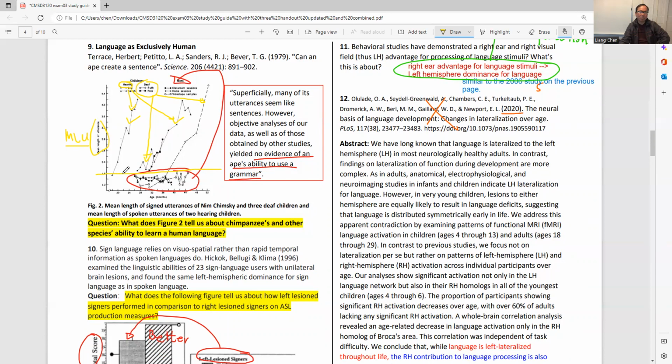But for Nim Chimpsky, the chimpanzee, no change, and never goes beyond 2, very low. Think about the 2: if it is 2, there's a two-word combination, two morphemes. Less than 2 means that most of the time the utterances are two words, two morphemes. So that's the conclusion. Basically, you can find it here: no evidence of an ape's, or chimpanzee's, ability to use grammar.